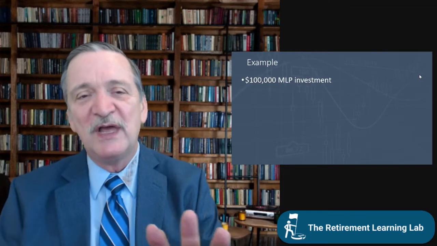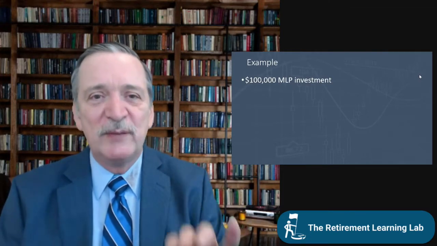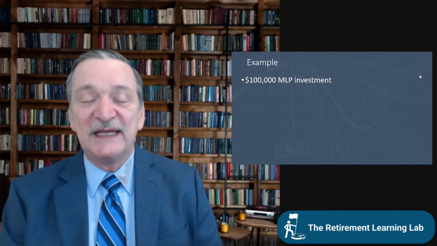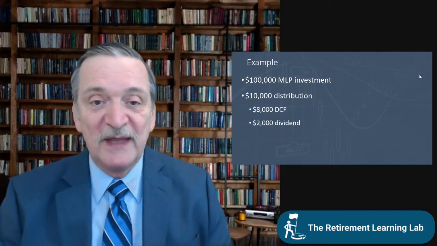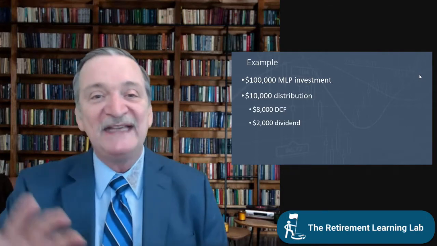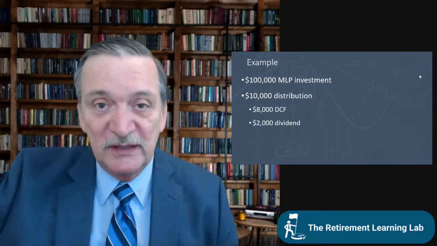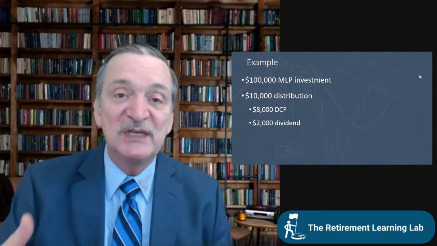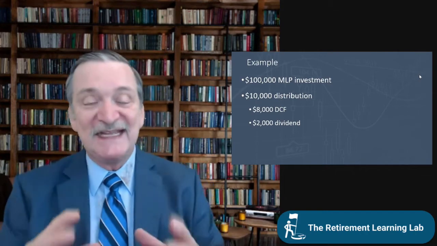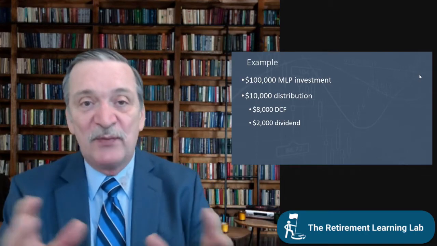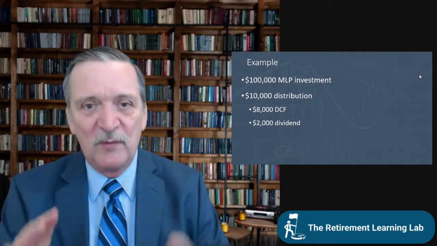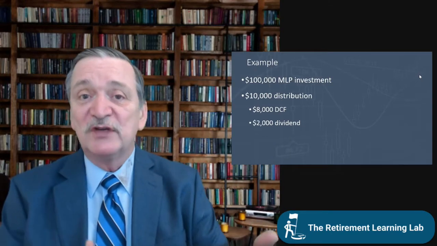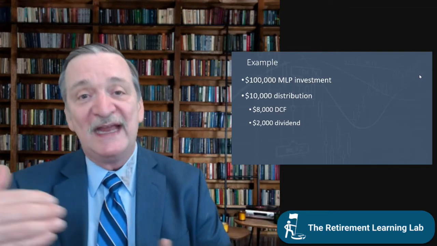Let me give you an example of that DCF, the distributable cash flow. If you make a $100,000 investment into a limited partnership, and let's say that partnership had a $10,000 distribution, it's possible the way that distribution that's being paid out to you as the partner, the shareholder, that $10,000, let's say, as an example, not for real, example, that $10,000 is broken down into two different parts: the DCF, or the distributable cash flow, and the dividends.